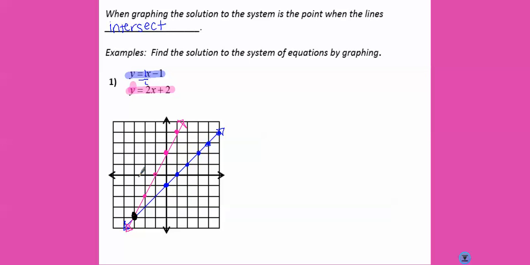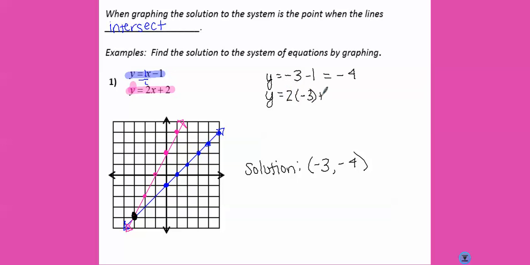So they intersected at -3, -4, so my solution is -3, -4. The way I could check is by plugging in. If I plug in -3 for the x, y equals -3 minus 3, does that equal -4? It does, just like our thing said. And y equals 2 times -3 plus 2. 2 times -3 is -6 plus 2 gives us -4, just like it should.